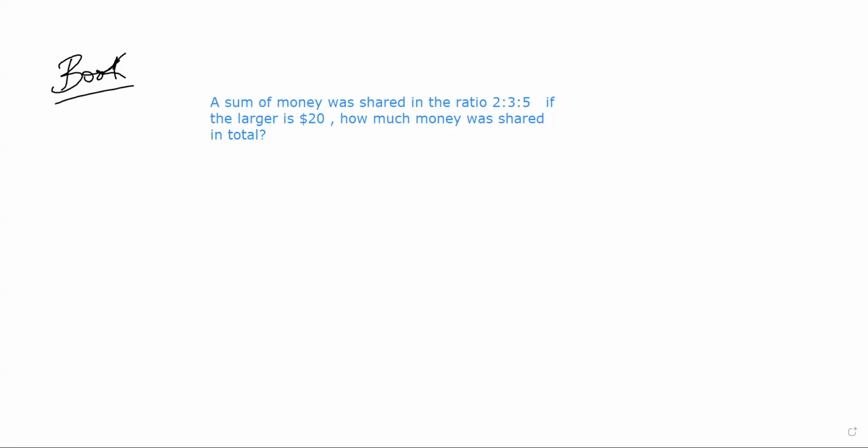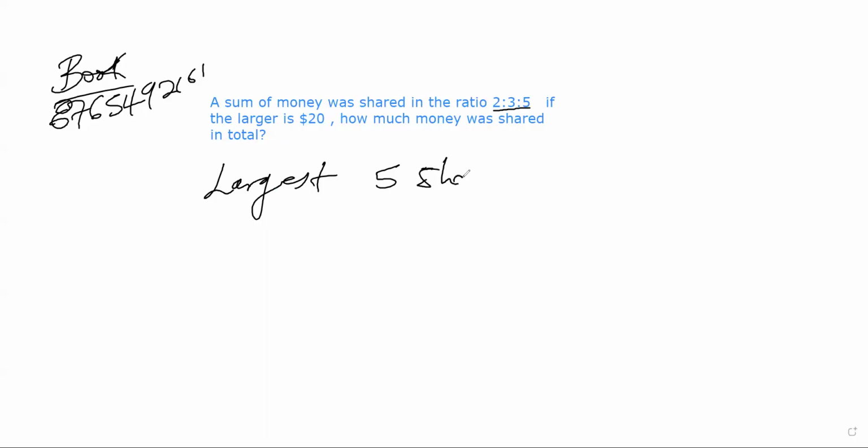It says a sum of money was shared in the ratio 2 to 3 to 5. If the larger ratio is 20, how much money was shared in total? So the larger ratio is 5. So we say 5 divided into 20. I should have used the word largest here. I just realized it's 3 of them, so it should be largest. I made that error. Go ahead, continue. Then you'd say 5 into 20. 5 into 20 goes 4 times.